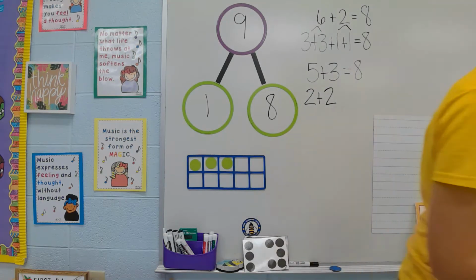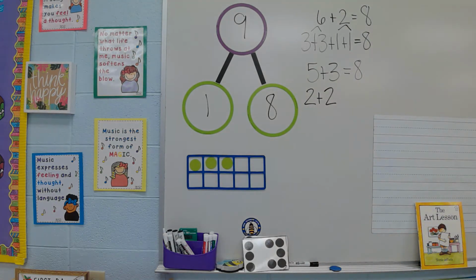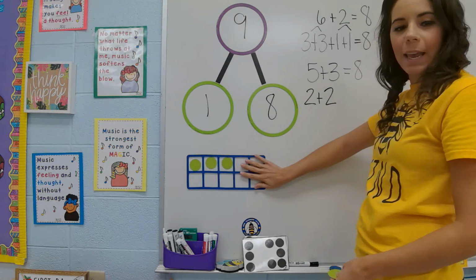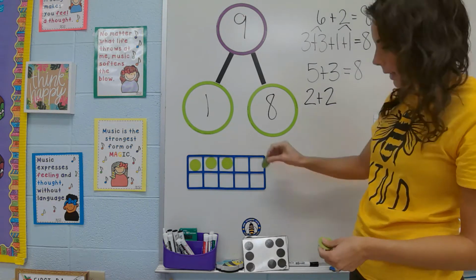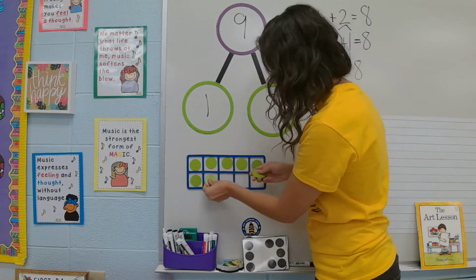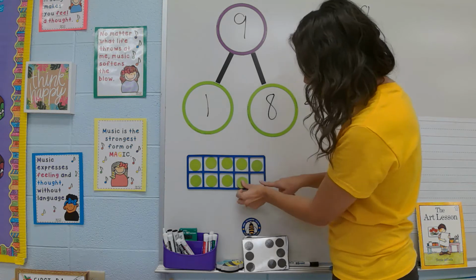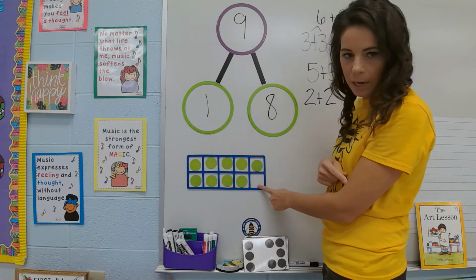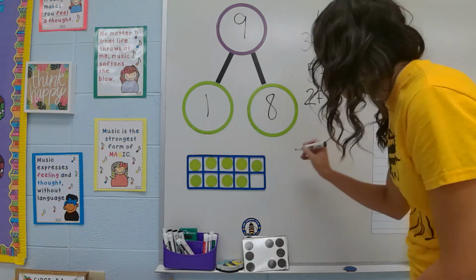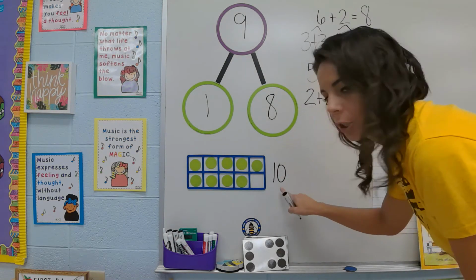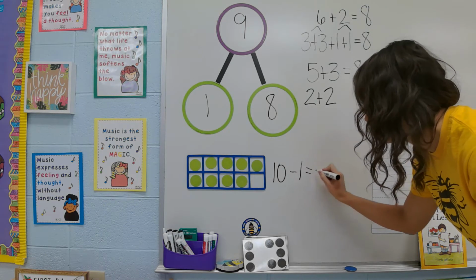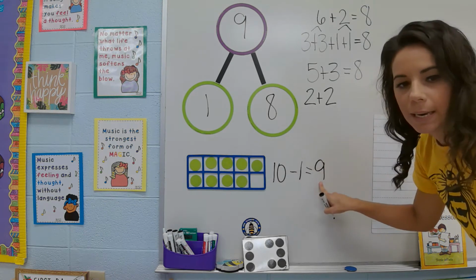Now, how full is my tens frame going to be? How full is it? 9. You gotta be at 9. Yeah, and 9 is 1 less than 10. So I'm going to fill up my whole first line. And then I'm going to leave one space empty because I know that 9 is 1 less than 10. So we could use a subtraction problem for that. 10 take away 1 equals 9.